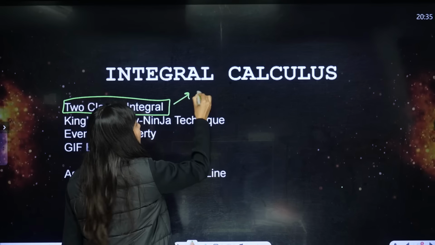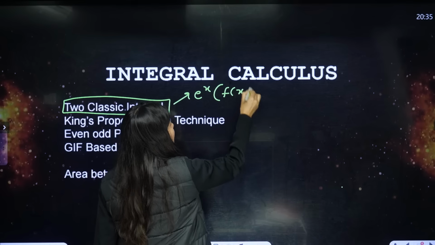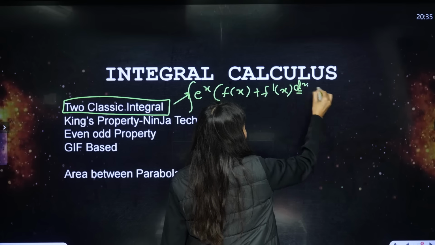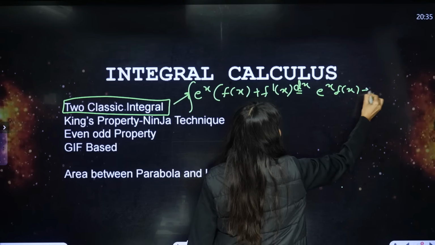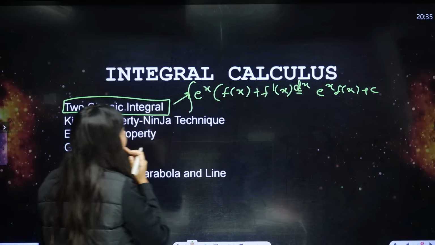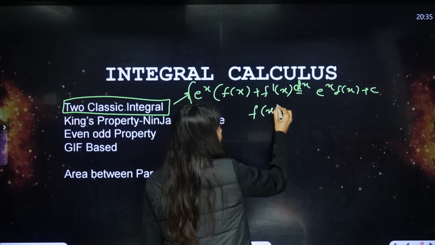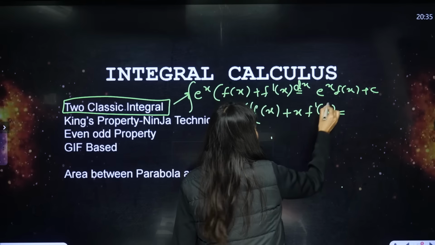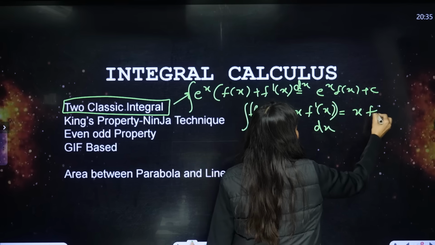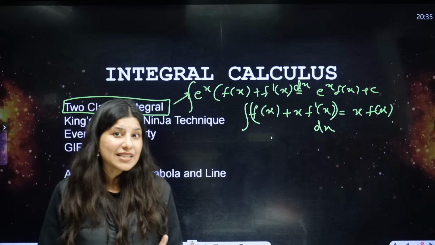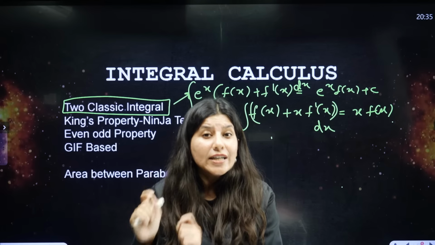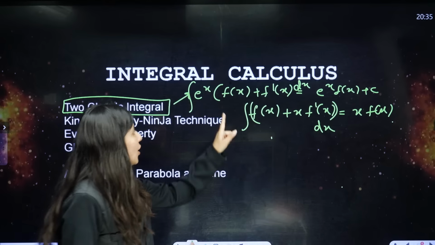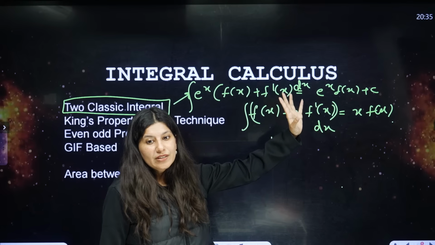Let me tell you, e power x, f of x plus f dash x, integration dx is e power x, f of x plus c. Then we are going to have f of x plus x, f dash x, integration is x, f of x, based on this formula. So whenever you see either indefinite integration or definite integration and there is an e power x involved, make sure that you are not forgetting this particular formula.